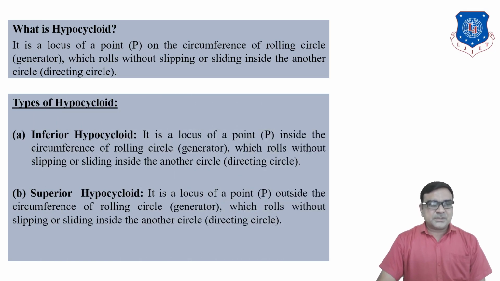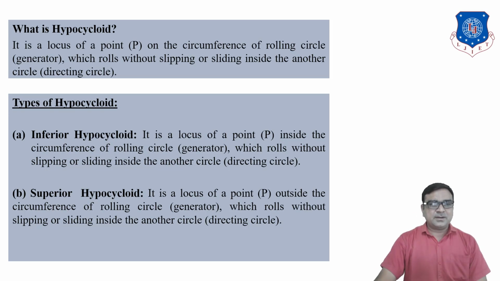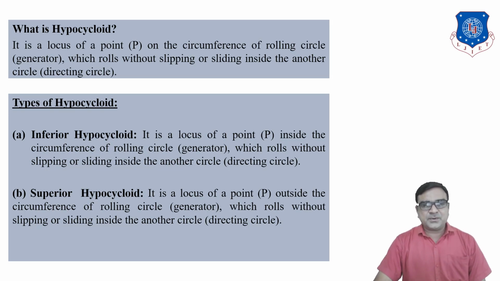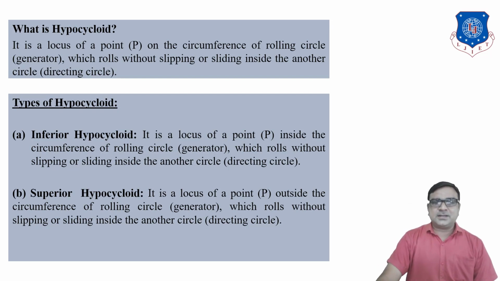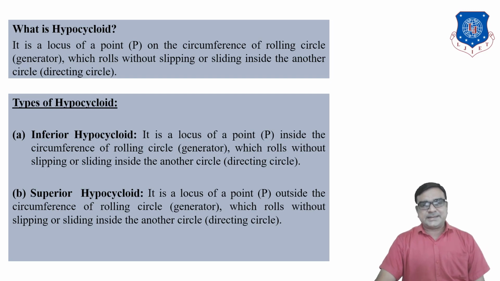Now, types of hypocycloid. So inferior hypocycloid and superior hypocycloid. Inferior hypocycloid means it is a locus of point P inside the circumference of rolling circle which rolls without slipping or sliding inside another circle. And superior hypocycloid means it is a locus of point P outside the circumference of rolling circle which rolls without slipping or sliding inside another circle.